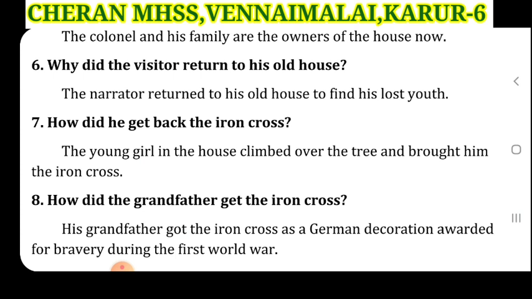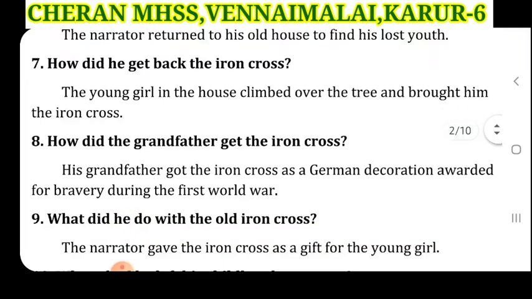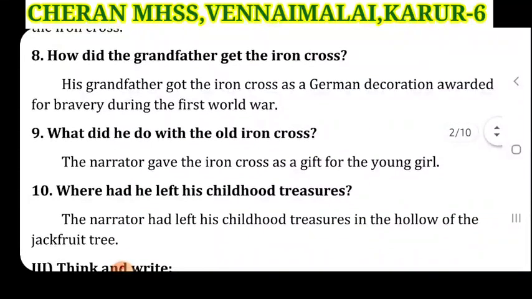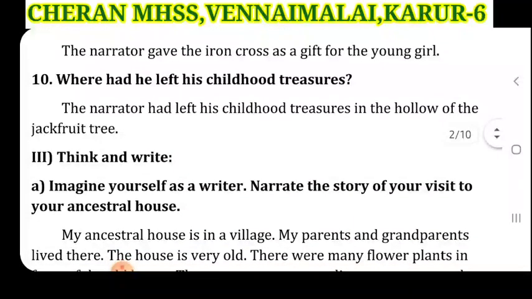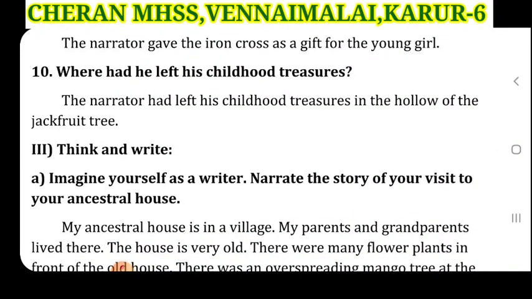Eighth one, how did the grandfather get the iron cross? His grandfather got the iron cross as a German decoration awarded for bravery during the First World War. Ninth one, what did he do with the old iron cross? The narrator gave the iron cross as a gift for the young girl. Tenth one, where had he left his childhood treasures? The narrator had left his childhood treasures in the hollow of the jackfruit tree.